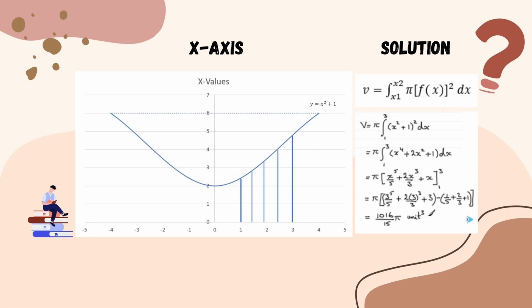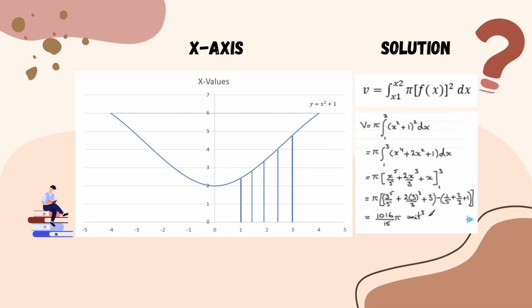To solve this, first we must look at the formula for the x-axis. x2 will be 3 and x1 will be 1. For f(x), we will put x squared plus 1 and we will move pi to the front of the equation. The next step is to expand the equation to get rid of the square outside of the bracket. The new equation will be x to the power of 4 plus 2x squared plus 1.